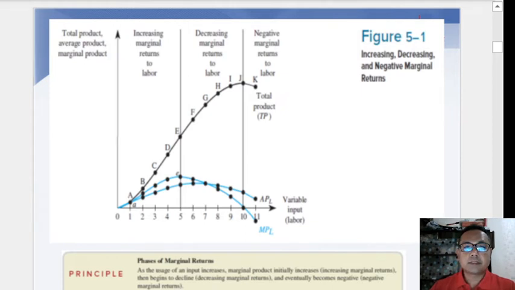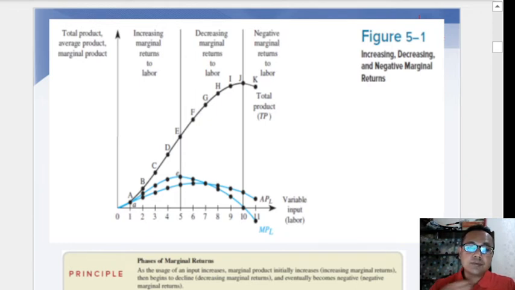As the usage of input increases, marginal product initially increases, so increasing marginal return, that means we will get more profit. Then it begins to decline, decreasing marginal return, and eventually becomes negative. Okay, so negative marginal return.